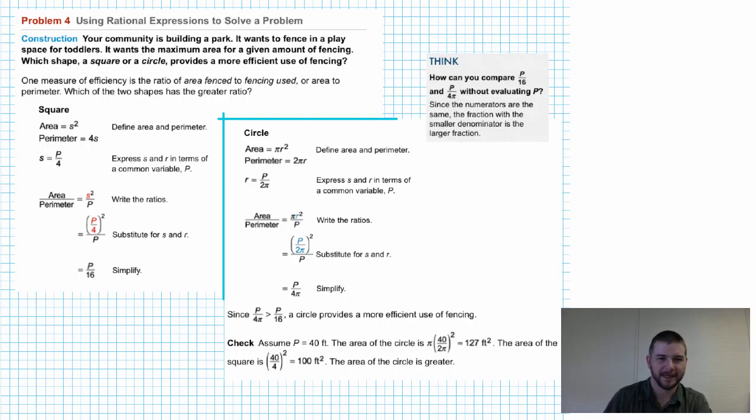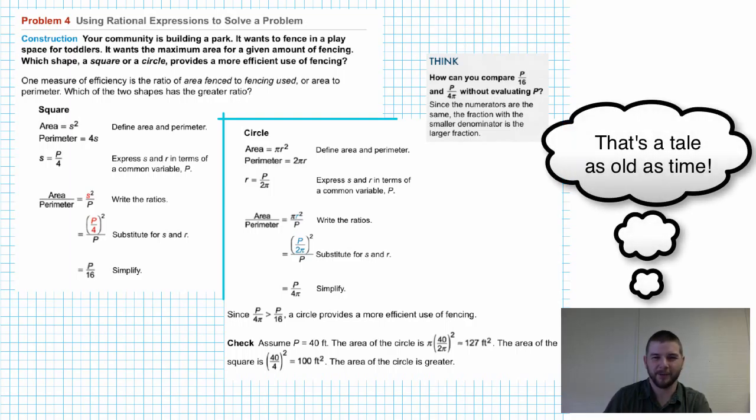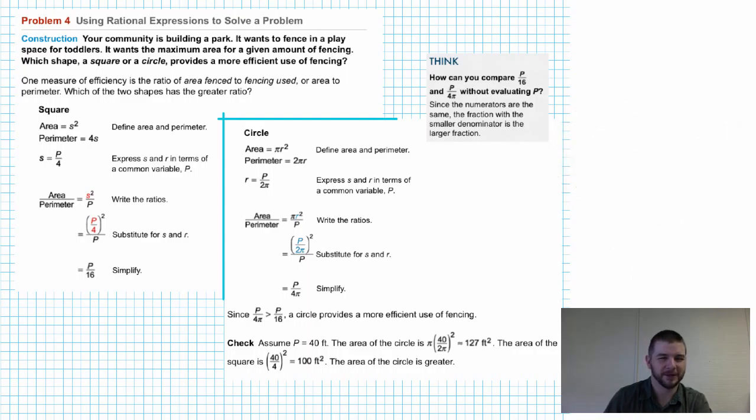Neat question. I thought it was going to be a square or a non-square rectangle, and that's pretty easy, and a lot of you have probably seen problems like that in the past. But a square versus a circle, that's a good one to consider. One measure of efficiency is the ratio of area fenced to fencing used, which is just really area to perimeter. Which of the two shapes has the greatest ratio?